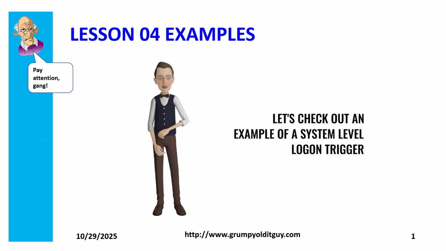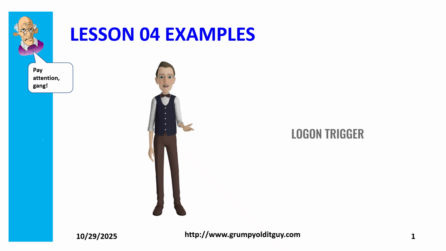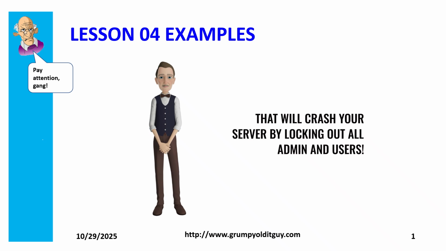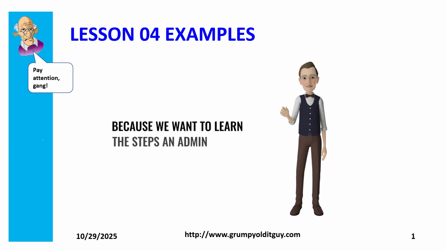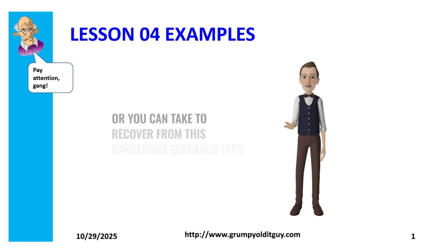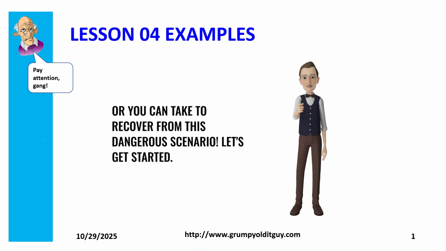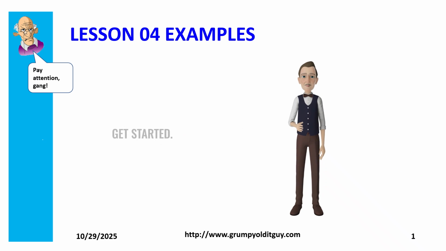Let's check out an example of a system-level logon trigger that will crash your server by locking out all admin and users. Why do we want to do this? Because we want to learn the steps an admin, or you, can take to recover from this dangerous scenario. Let's get started.